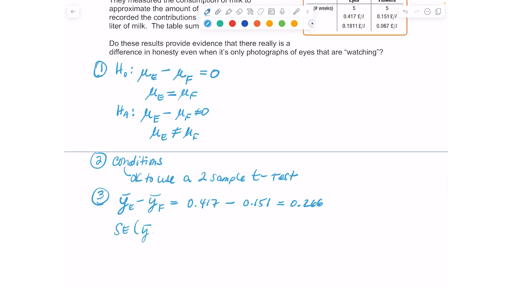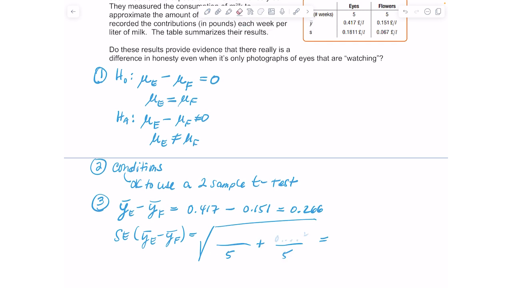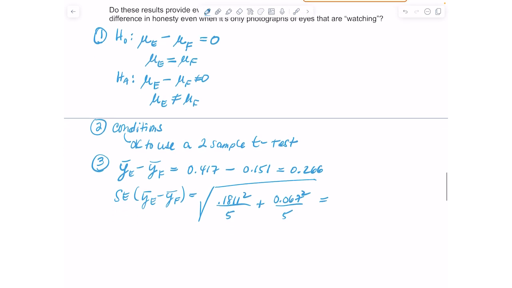Okay, I want to find the standard error. So to do that, I'm going to take the square root of the s's. So it's going to be 0.1811 squared over 5 and 0.067 squared over 5. And we end up with 0.0864.